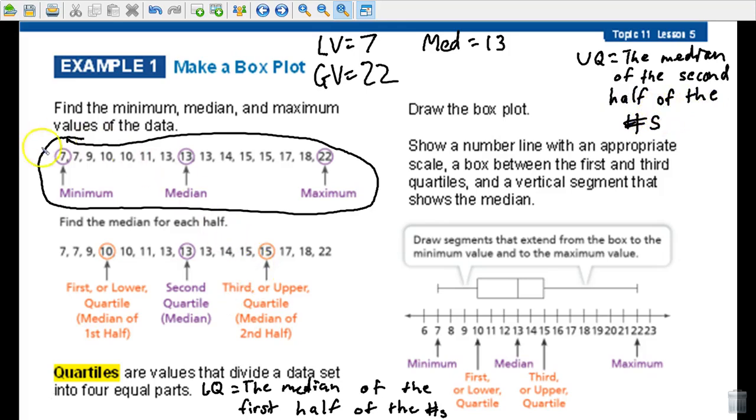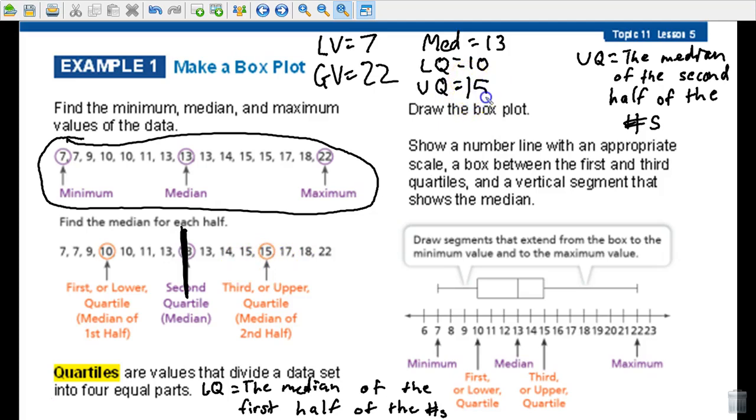Okay, so we have the least value, the greatest value, and the median. We've got to find the LQ and the UQ. So we slice it right down the middle where the median is. Now I have to find the median of the first half of the numbers. Cross, cross, cross, cross, cross, cross, and I have 10 left. So the lower quartile is 10. Then I look at the second half of the numbers, cross these out, and 15 is the median of the upper quartile.